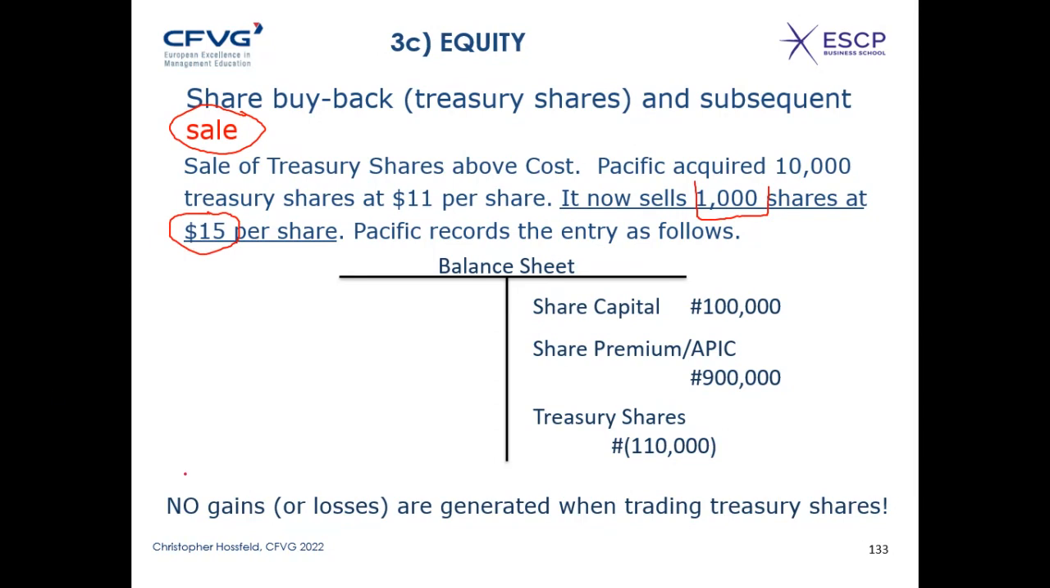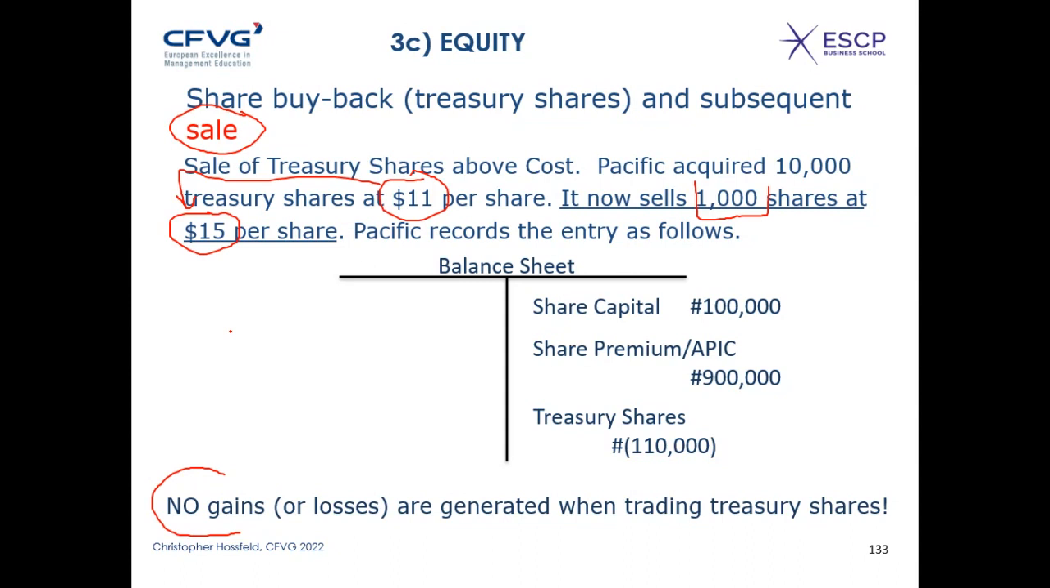Okay. Now, very important, when I buy and sell my treasury shares, that does not generate any gain or loss in the income statement. Remember what I said before. Transactions on my own equity do not impact my income statement. So here we agree that I buy back shares for 11 and then I resell them for 15. So hypothetically, I make a profit of 4 euros per share, hypothetically. But this profit will not appear in my income statement.